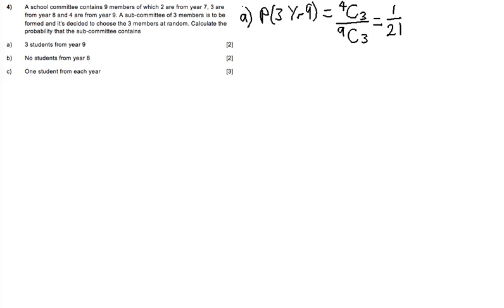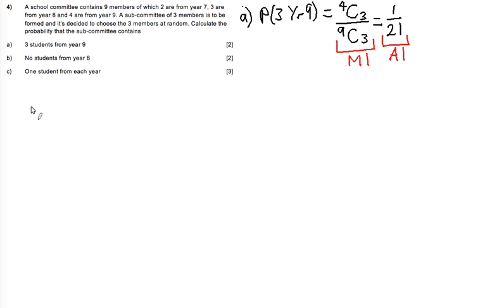How do we get our marks in this question? Fairly straightforward. Initially, a method mark for showing the correct working, use of the combinations formula, and then an accuracy mark for giving a correct answer. Remember to leave it as a fraction, that is an exact answer there.